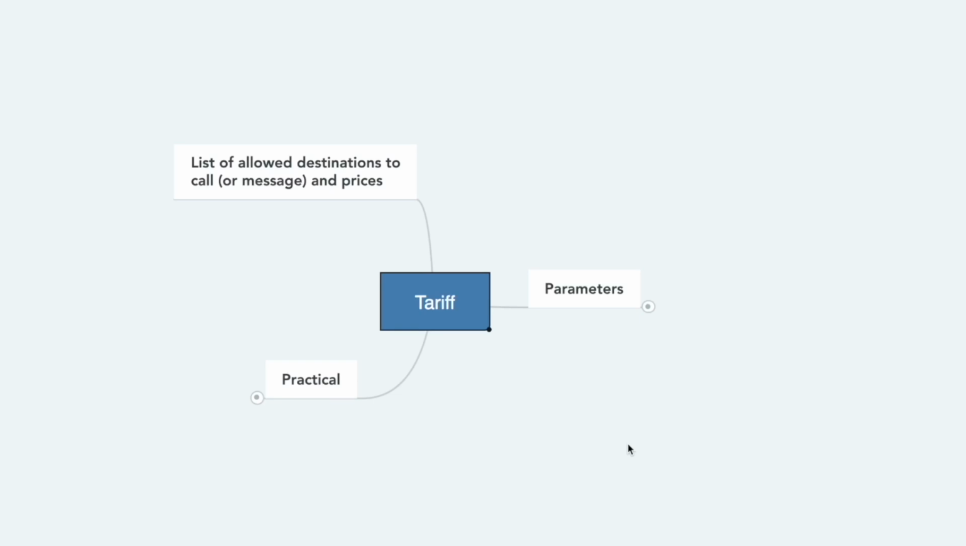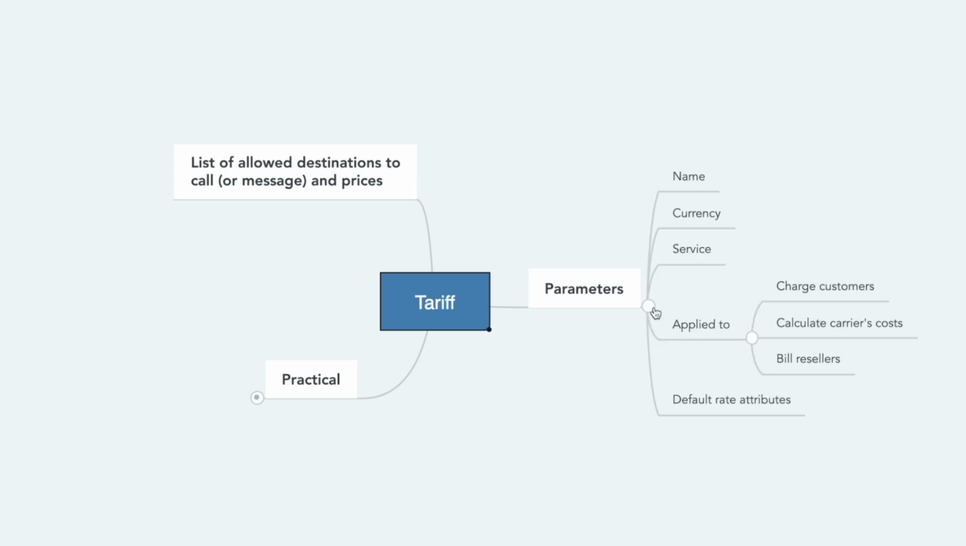The next entity that we are going to need for this basic scenario is tariff. What is tariff? Tariff is a kind of price list that includes all destinations with prices that a customer can call in a system. It's similar to a price list at a store where you have the list of all purchasable goods and the prices for them. Okay?